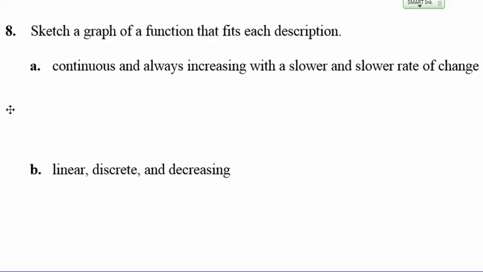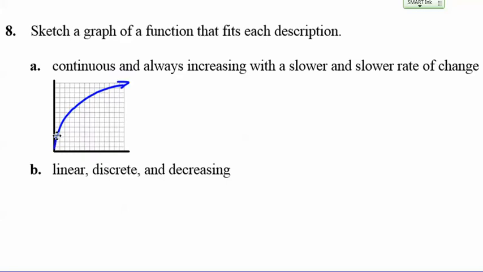Sketch a graph of a function that fits this description. There's really only a finite number of answers here. Continuous and always increasing with a slower and slower rate of change. Okay, so continuous, it's increasing, but that increase is getting slower and slower and slower as we move to the right. It's got to look something like that.